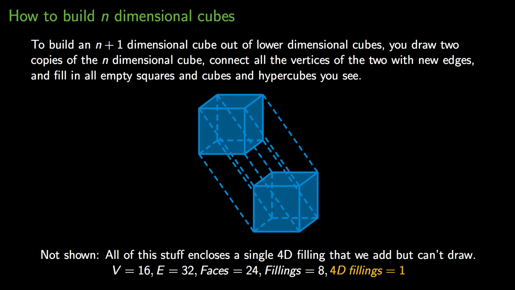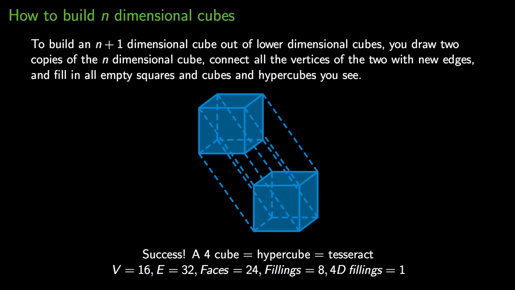The very last step, and we definitely can't show this step because we can't draw 4D stuff at all, is that all of this stuff that we did draw and describe is supposed to enclose a single 4D filling that we are supposed to add. And so that's like a 4D face. I can't represent it visually at all, but I have to understand that it's there. And so the final answer here is that we have a 4 cube or a hypercube or a tesseract or whatever, and it's going to have 16 vertices, 32 edges, 24 faces, 8 fillings, and 1 of those crazy, mysterious 4D fillings.